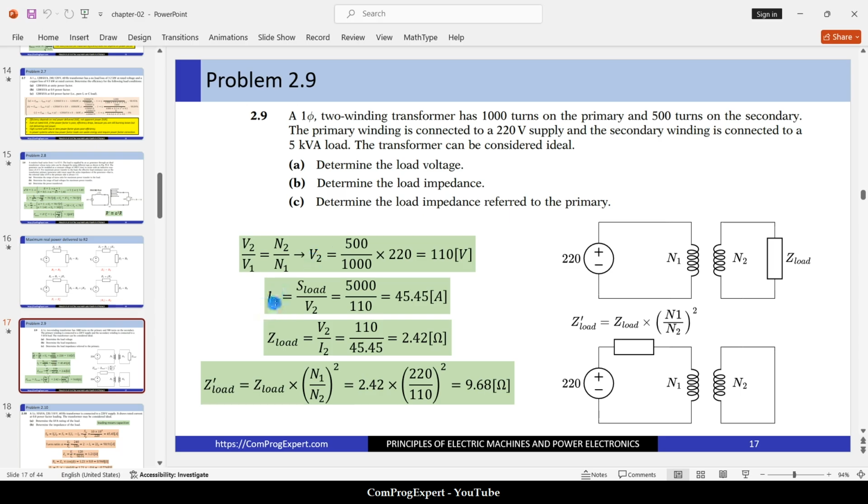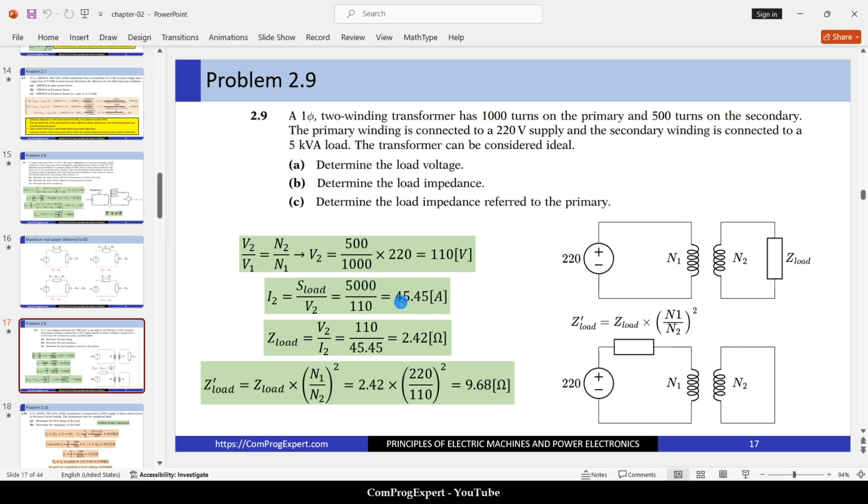The current in the secondary is equal to the kilovolt ampere of the load divided by the V2. So what is the value of the volt ampere? It is 5 kilovolt ampere or 5000 volt ampere. So 5000 divided by 110 is equal to 45.45.